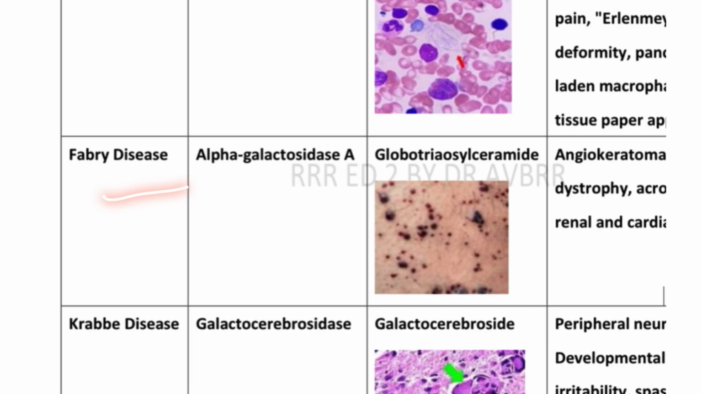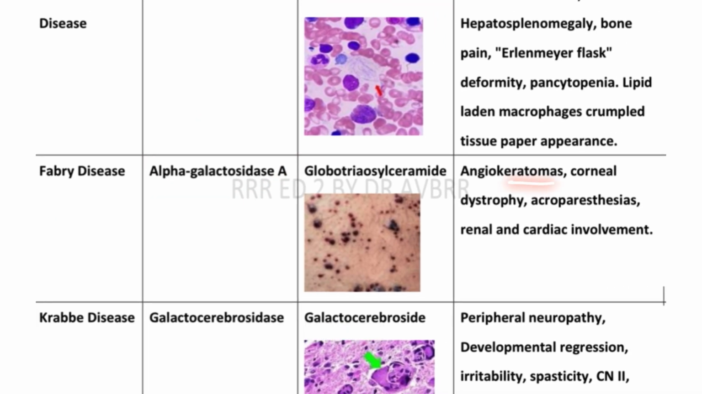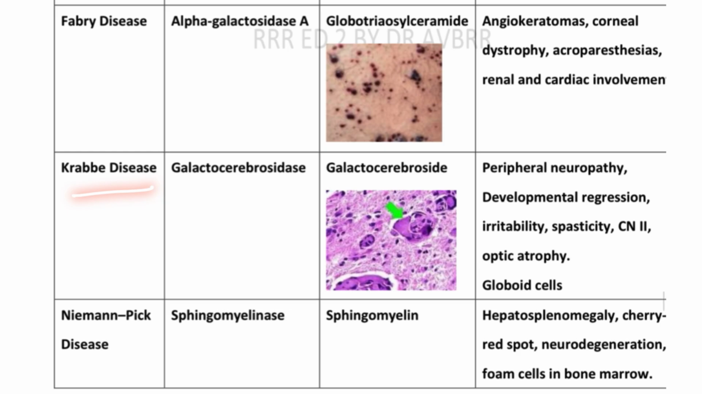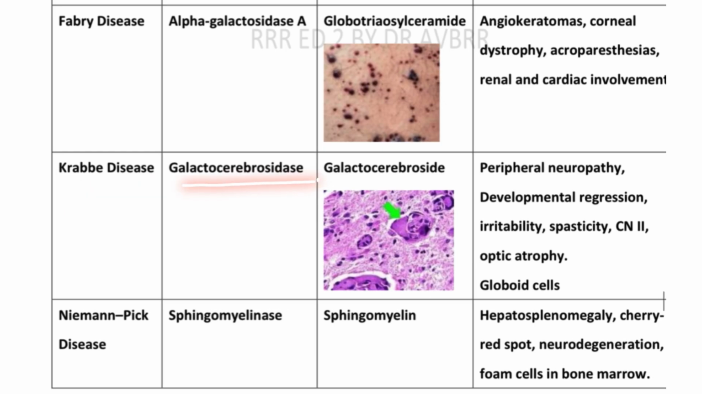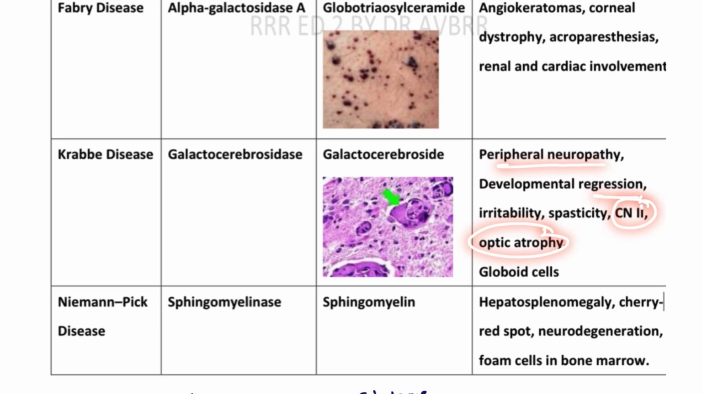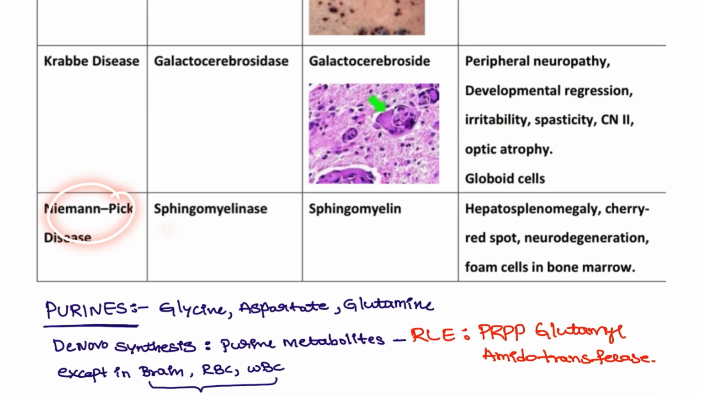Next, Fabry's disease, associated with alpha-galactosidase A deficiency, and angiokeratomas, acroparesthesias and cardiac anomalies will be seen in this patient. Next, Krabbe's disease, which is deficiency of galactocerebrosidase, and there will be globoid cells seen, peripheral neuropathy, developmental regression, and the cranial nerves will also be damaged. Next, Niemann-Pick disease, which is deficiency of sphingomyelinase with sphingomyelin accumulation, and hepatomegaly and cherry red spots will be common.